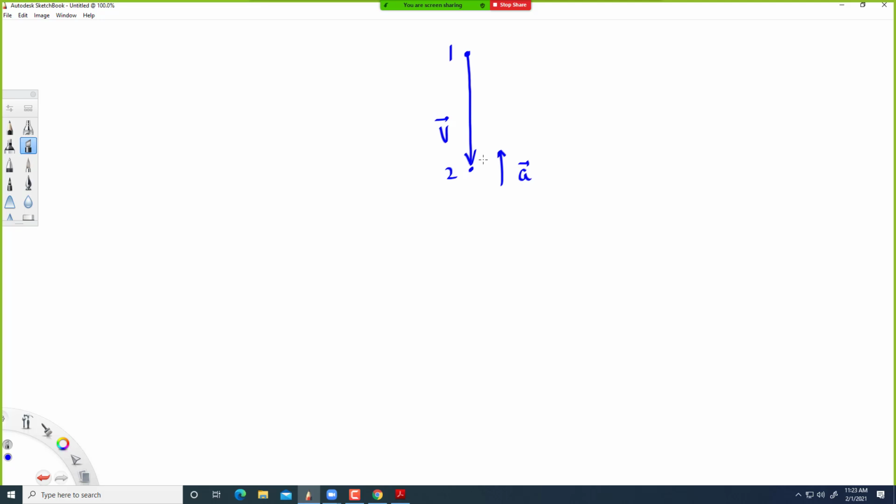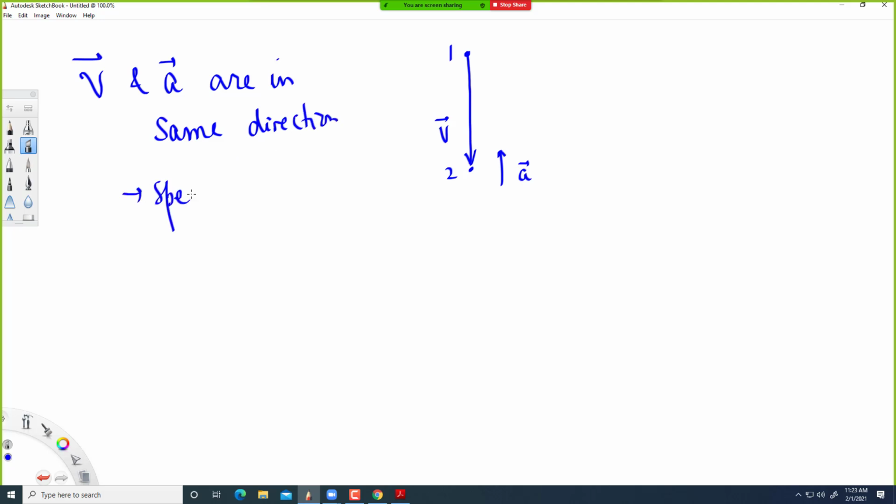Yeah, B is the right answer. Why is it B? So when V and A are in the same direction, it's speeding up. When it's speeding up, the velocity vector would increase. So V increases, which is not the case here.